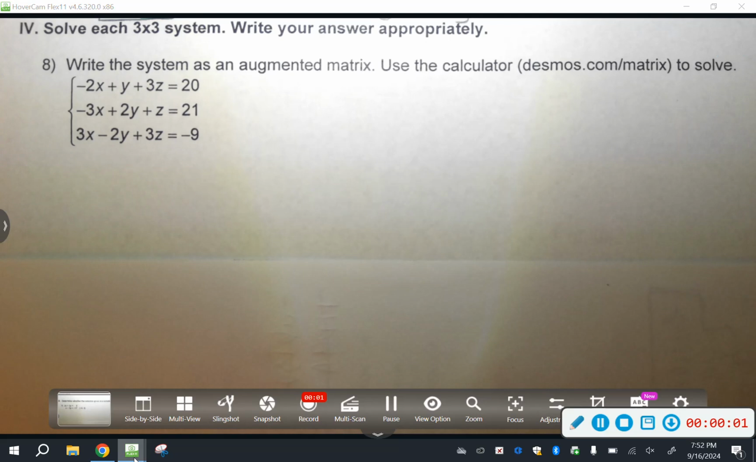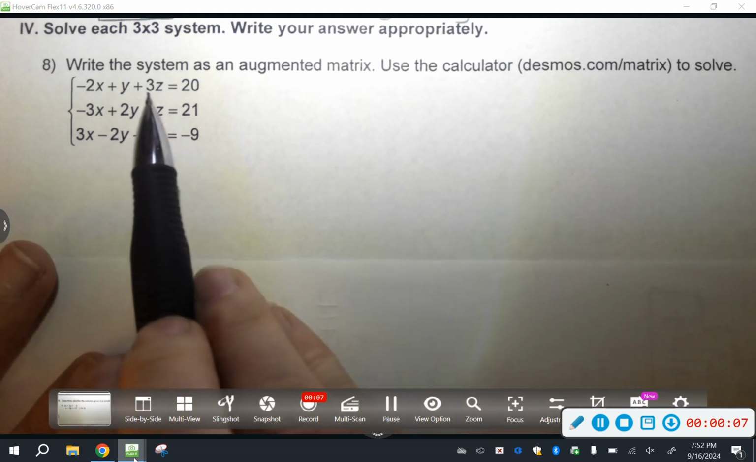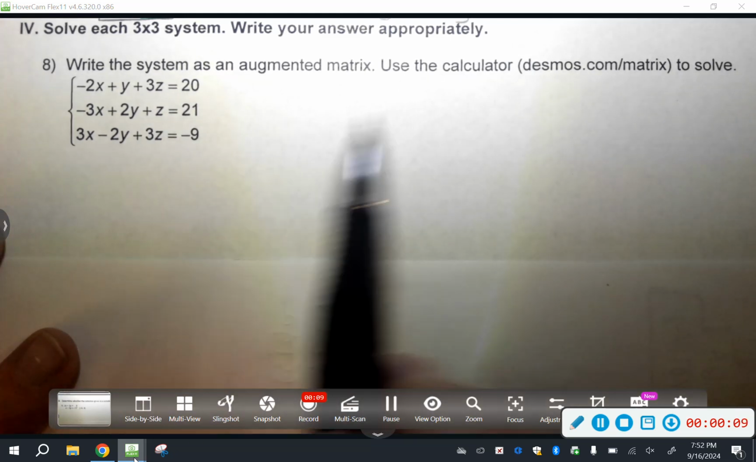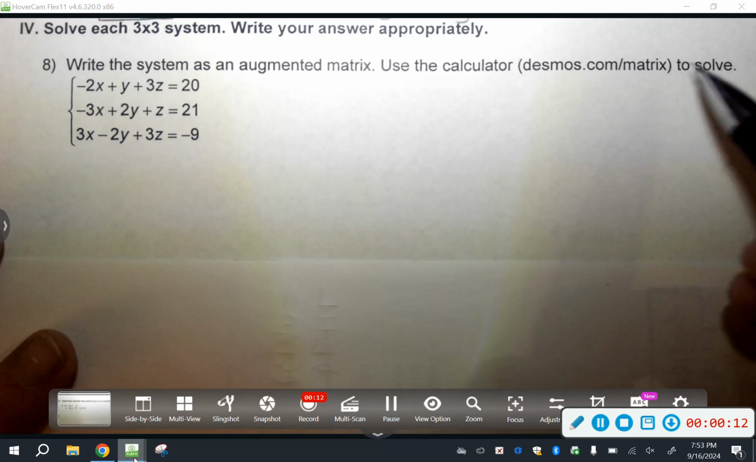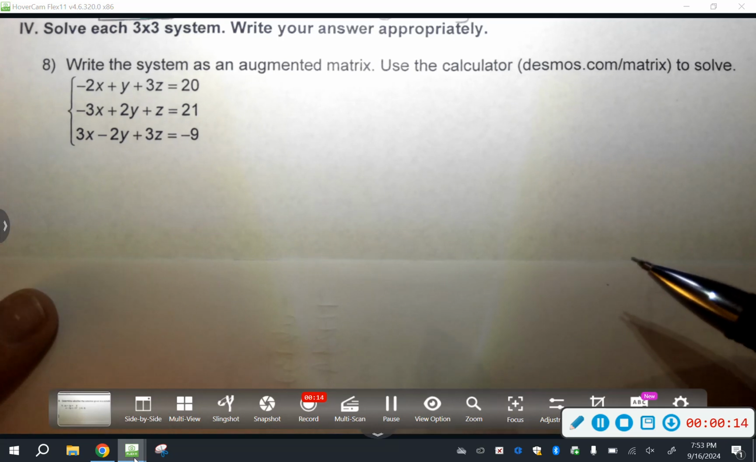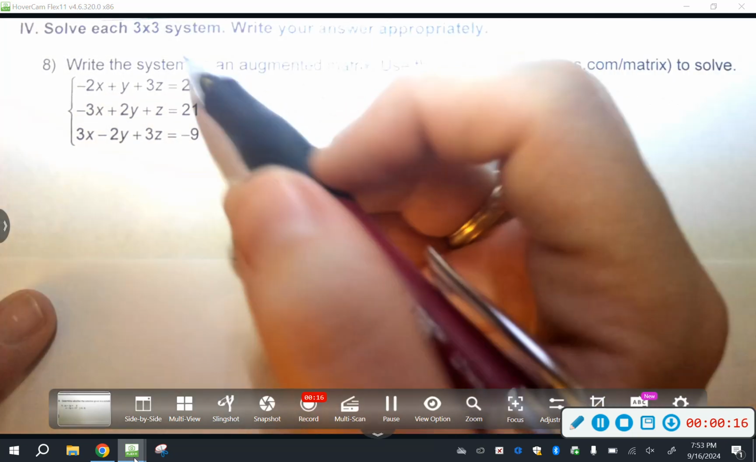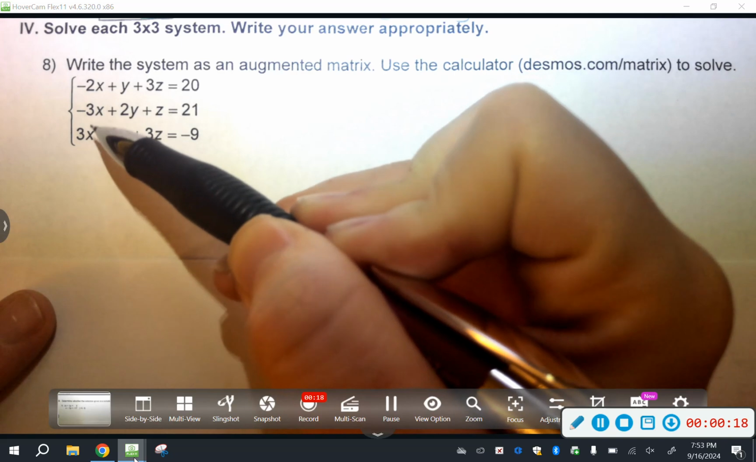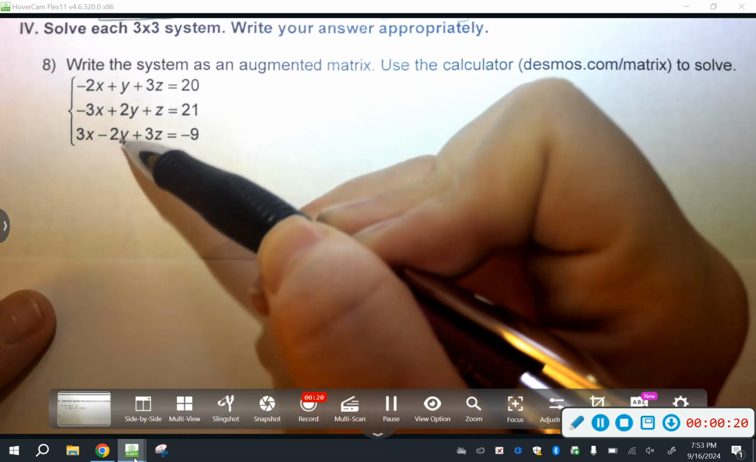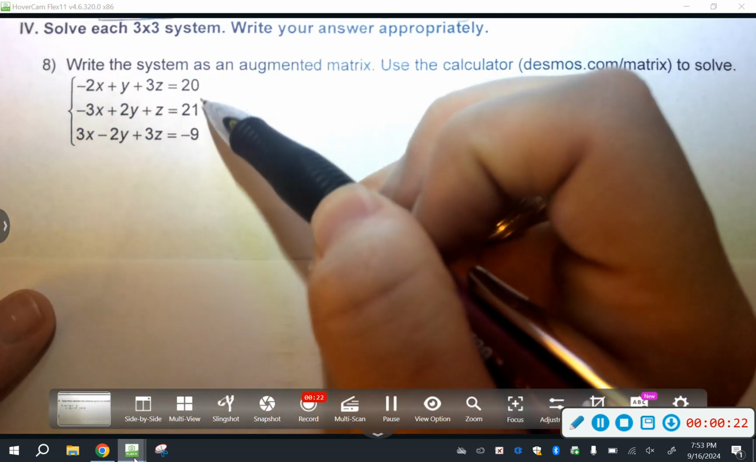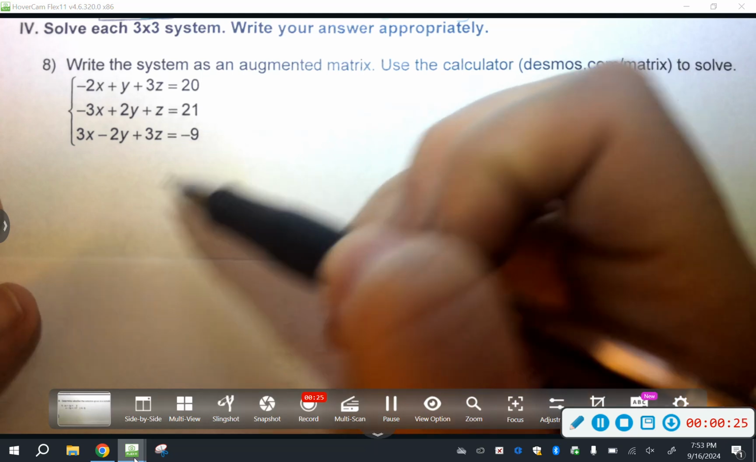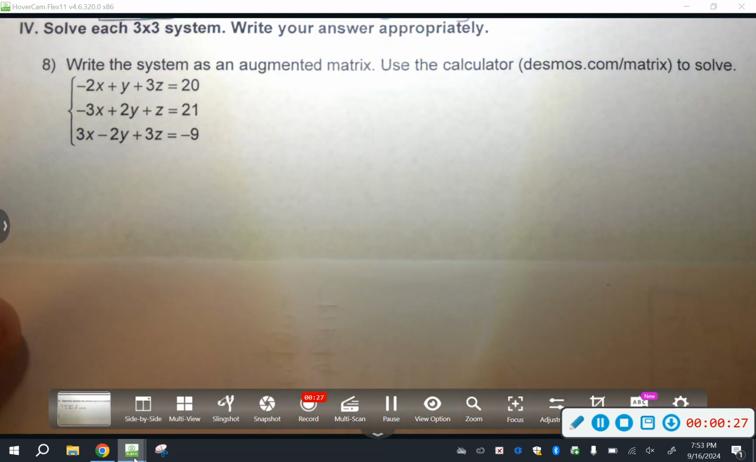All right, part 4 says solve each 3 by 3 system, write your answer appropriately. Number 8 says write the system as an augmented matrix, and then we're going to use the matrix calculator to solve. One thing I always say first is make sure all your letters are lined up. All my X's, my Y's, my Z's, and my equals numbers are lined up. If anything's out of order, make sure you get it in order first.